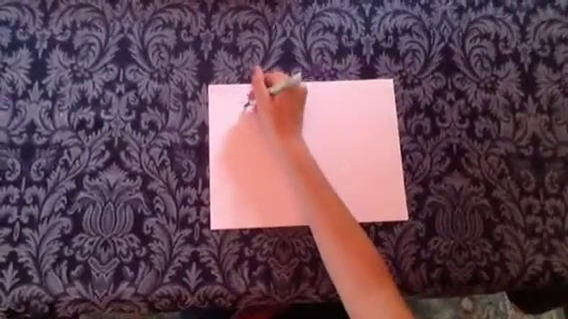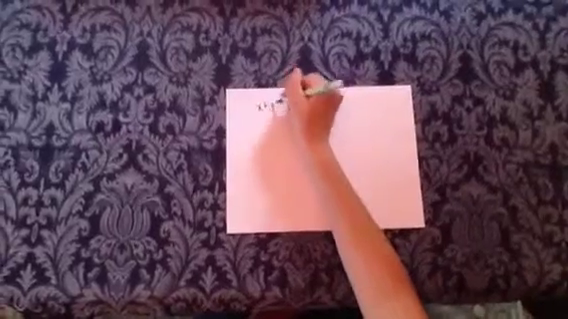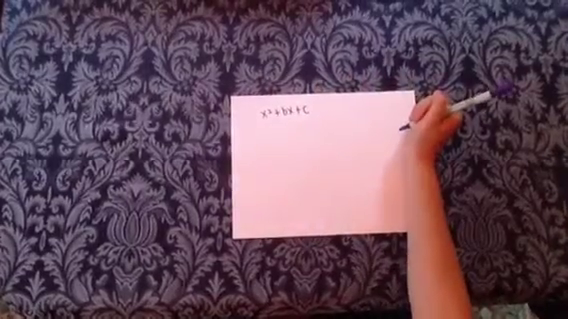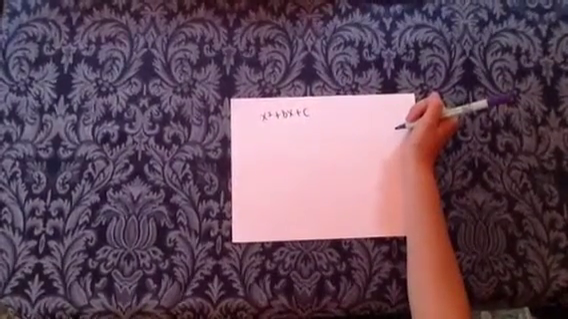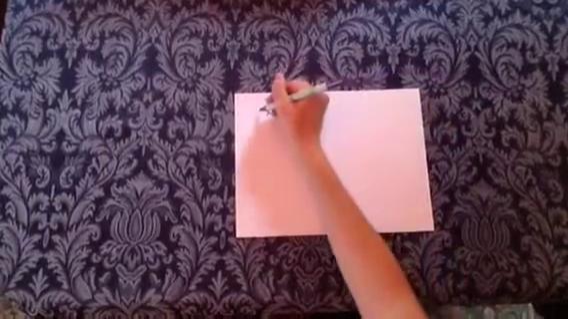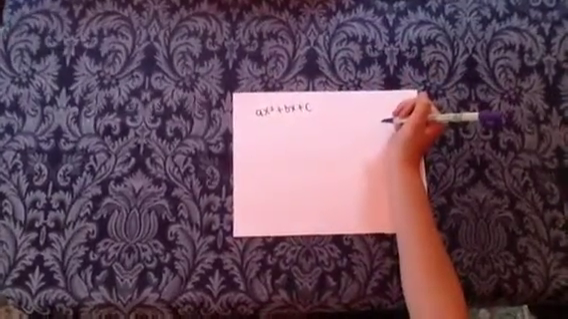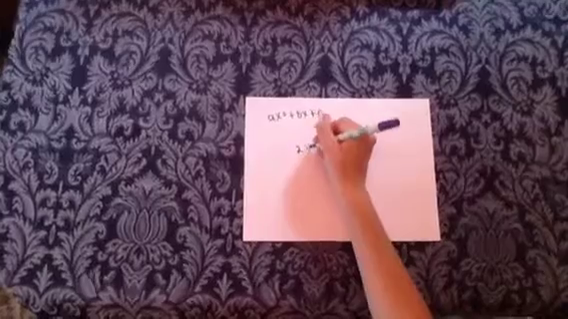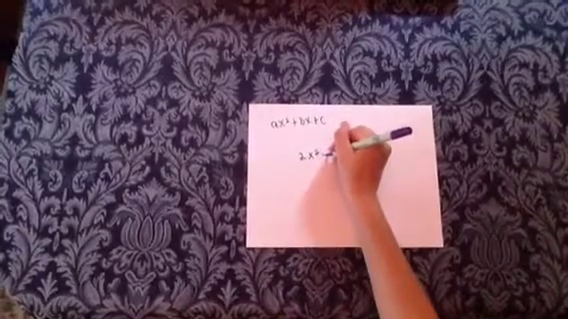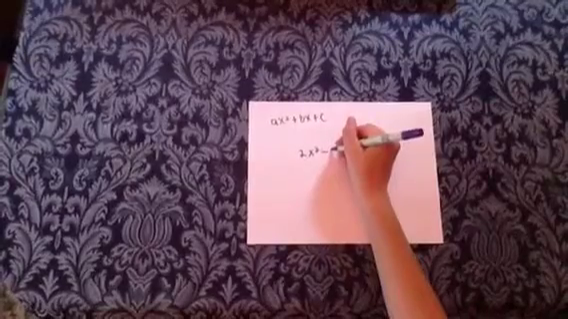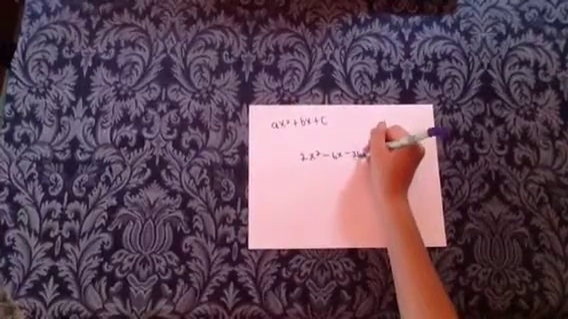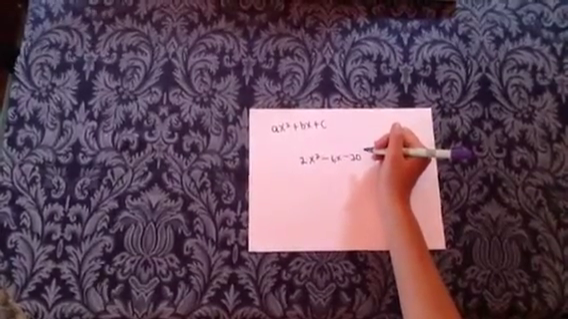But wait, there's another kind of factoring problem. Instead of our last problem, which went x squared plus bx plus c, what if we had a number in front of x squared? This would be written as ax squared plus bx plus c. Here's an example. 2x squared minus 6x minus 20.